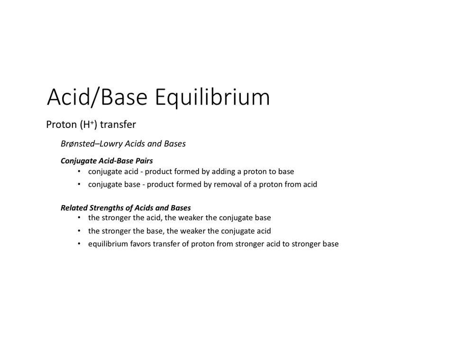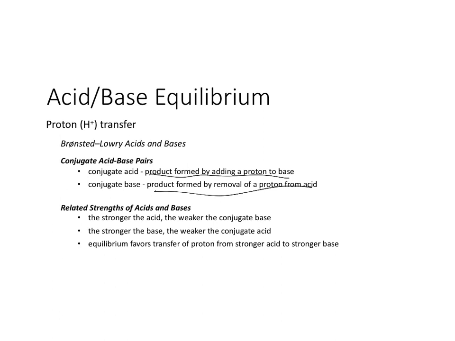Again, the conjugate base is the product formed when we remove a proton from the acid. The conjugate acid is what we get when we add a proton to the base.